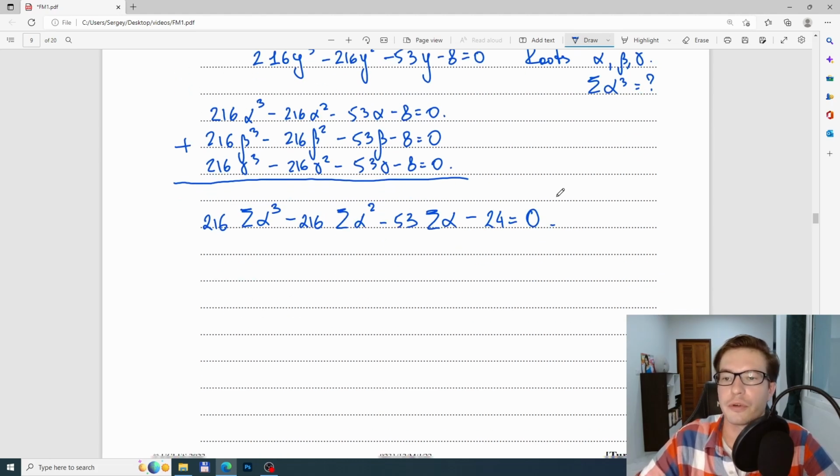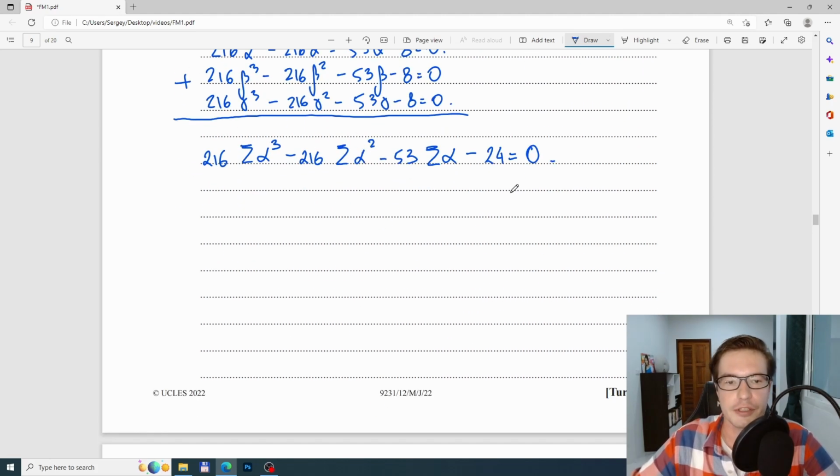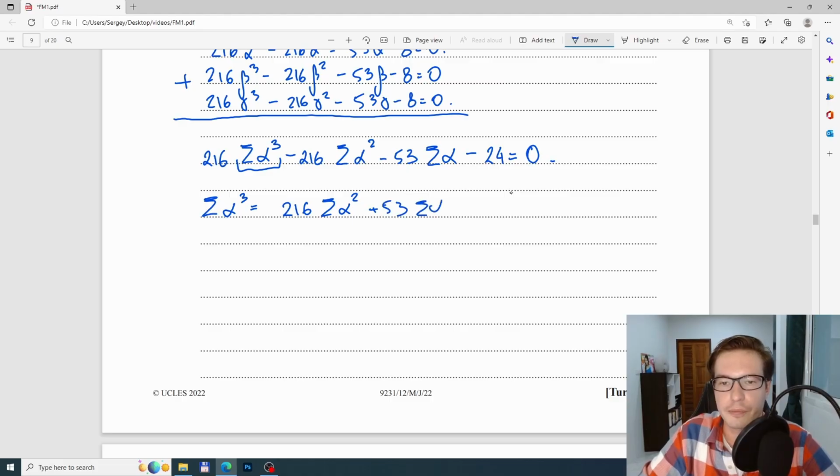Remember, I'm looking for the sum of cubes. So I can make the sum of cubes the subject of this formula. The sum of alpha cubed equals 216 times the sum of alpha squared, plus 53 times the sum of alpha, plus 24, all over 216.